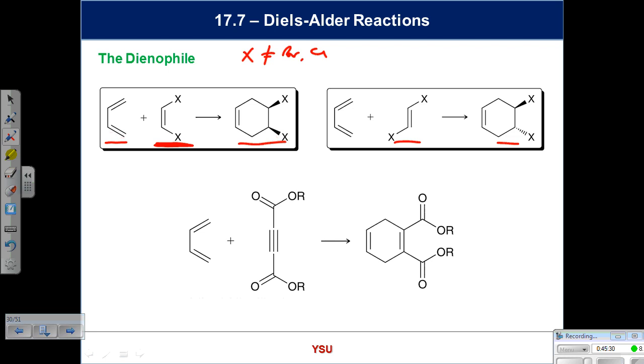Cis. Now, what does that tell you about the mechanism? It's concerted, right? We dealt a lot with that last term. The fact that there's no opportunity for rotation around that system means that you're not getting a carbocation, you're not getting a radical, because those things can rotate. This thing is concerted, absolutely. So if I draw this here, that's an attempt to show a concerted process.